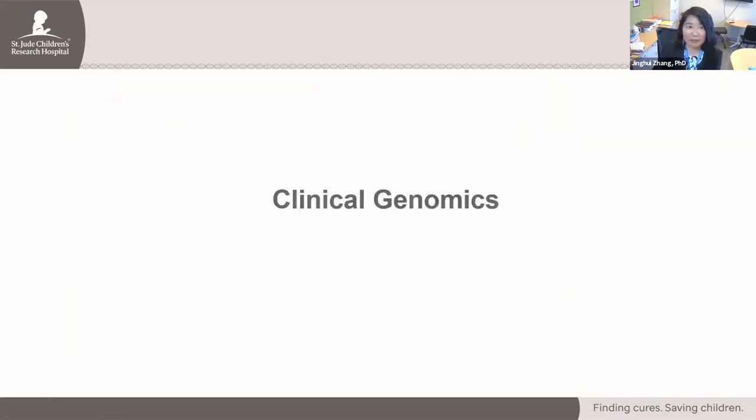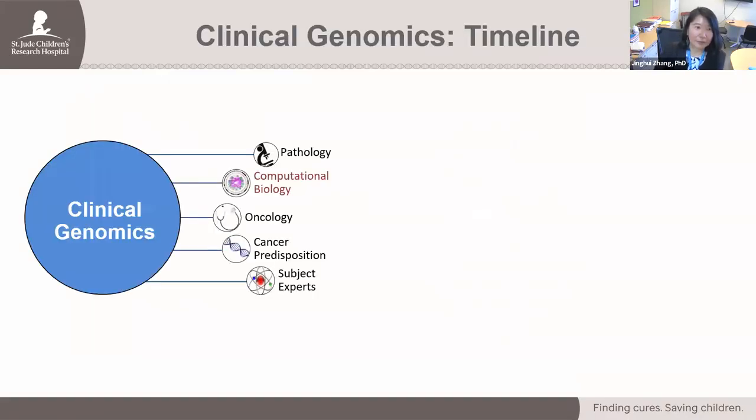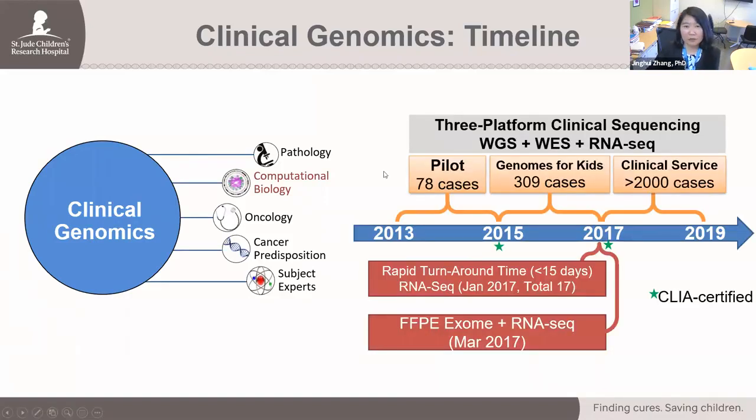Now I want to switch gears, talking about my changes from research to clinical genomics. This is an effort that requires collaboration from multiple departments, including pathology, our department, oncology, cancer predisposition, and subject experts. The approach we use is what we call the 3 platform approach, involving whole genome, whole exome, and RNA-seq.